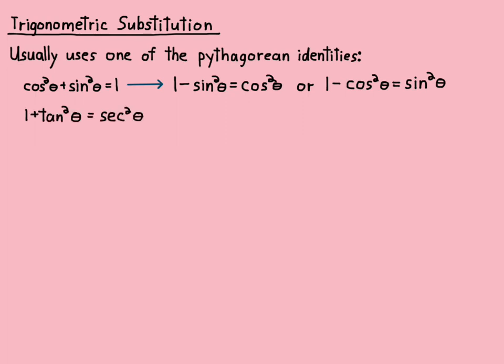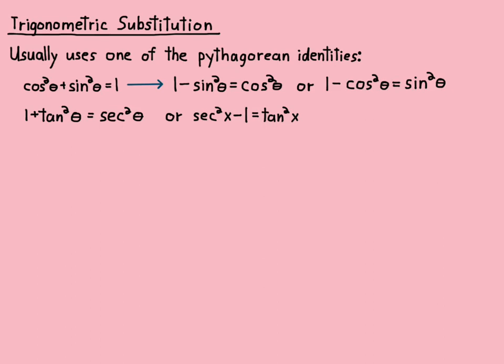Then there's the 1 plus tangent squared theta equals secant squared theta. We don't usually use the cotangent-cosecant one for this because they're of the same form, so you just need one of them. It's more common to use this one, which could be written secant squared theta minus 1 equals tangent squared theta.